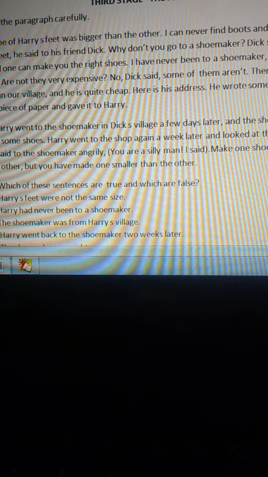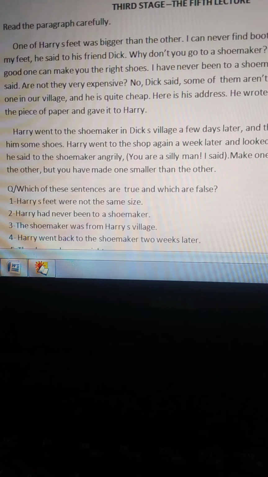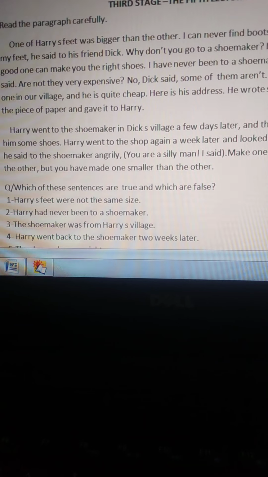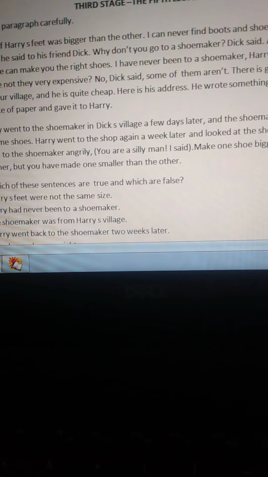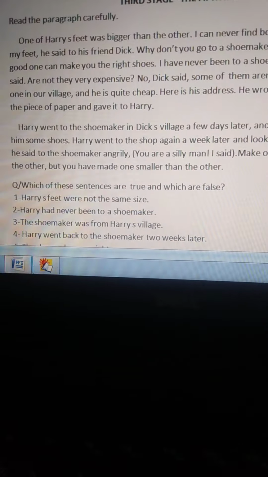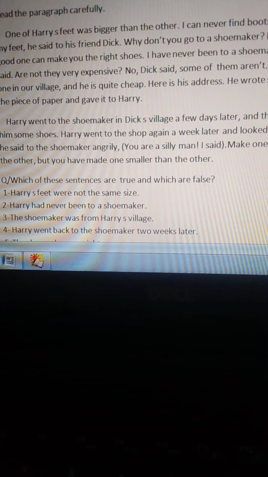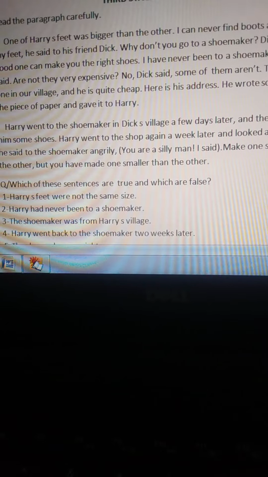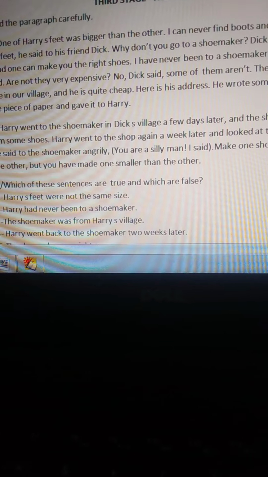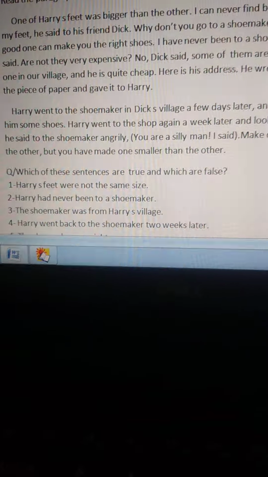"I have never been to a shoemaker," Harry said. "Aren't they very expensive?" "No," Dick said. "Some of them aren't. There is a good one in our village, and he is quite cheap. Here is his address." He wrote something on a piece of paper and gave it to Harry.